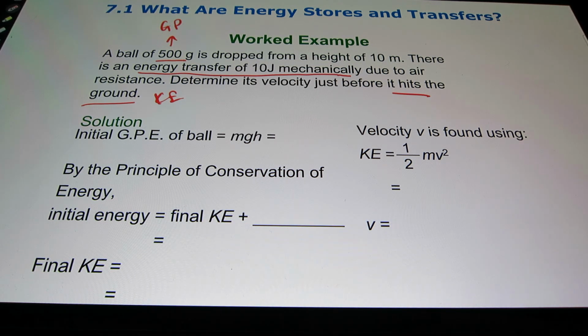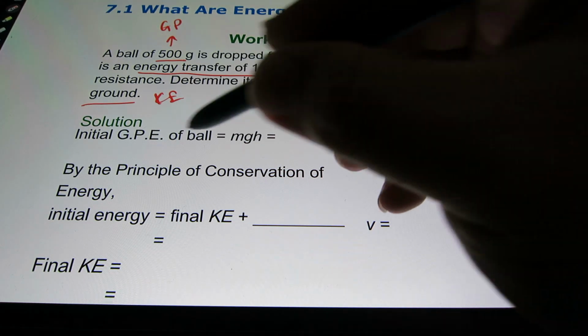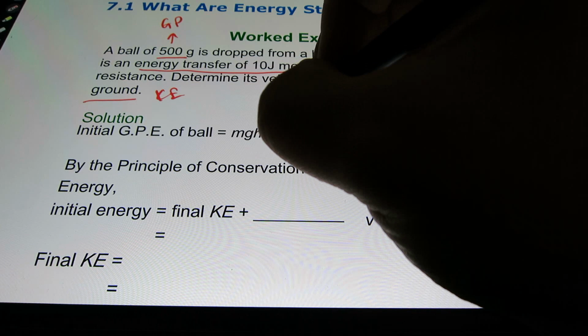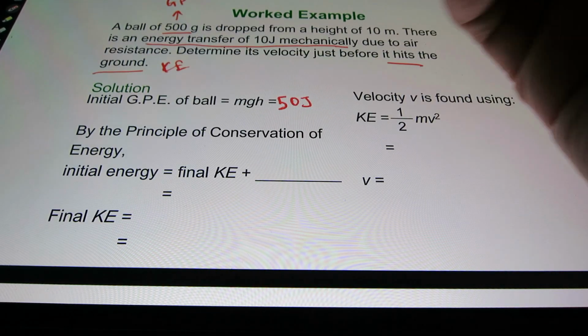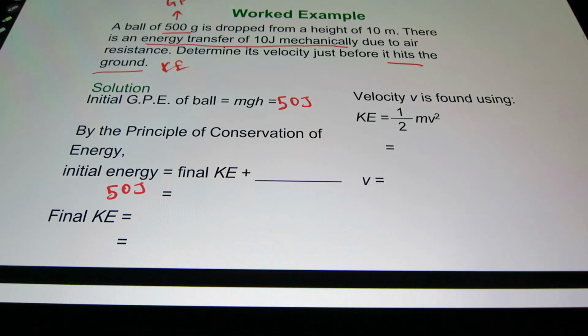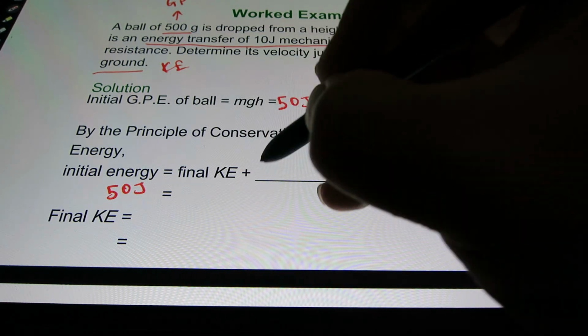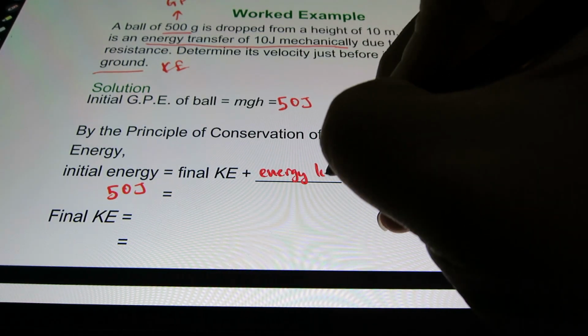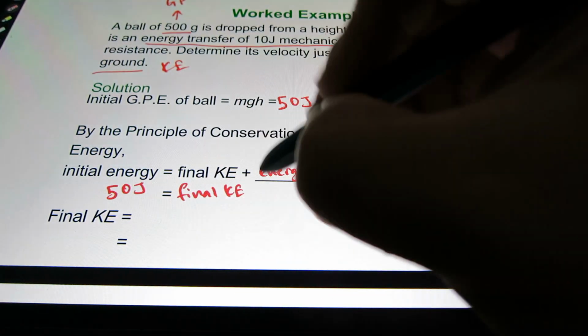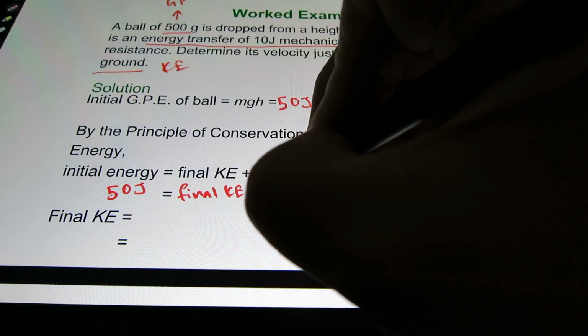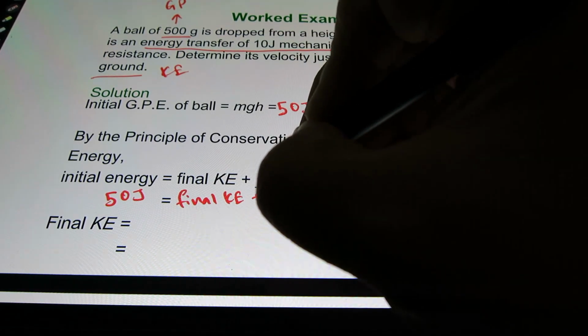So first and foremost, I calculate. It is exactly the same calculation as before, so I can use the same formula to calculate. I'll get the answer of 50 joules. Just use mgh. So by the principle of conservation of energy, I now can make this statement. Whatever energy I had at the start, which is just your gravitational potential energy of 50 joules, must be the energy it has at the end plus whatever energy I transferred out of the system. So I will say the term energy loss, energy transferred out of the system into the surroundings. So 50 joules is just your final KE plus the energy loss, which they tell you is 10 joules.